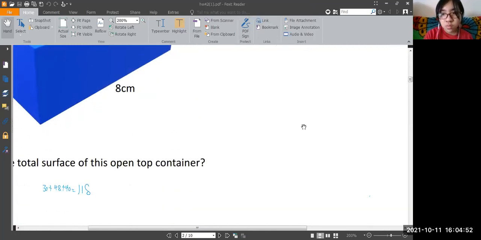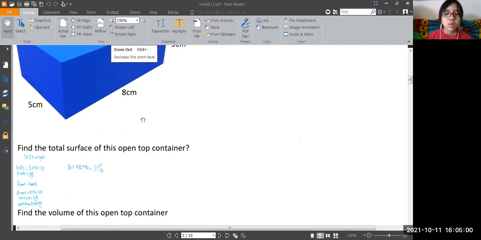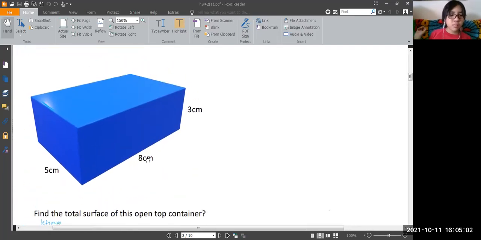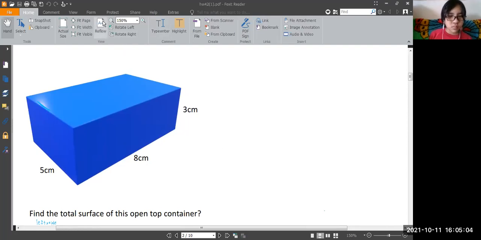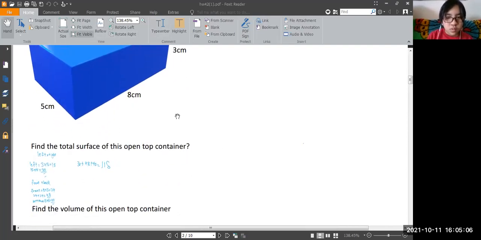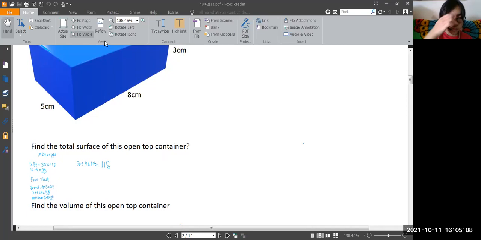Okay, this container, the surface of this open top. How do you find the surface? What's the strategy? Mark out the bottom. So basically, you need to have a top. Okay, let me see first. So you have left and right.